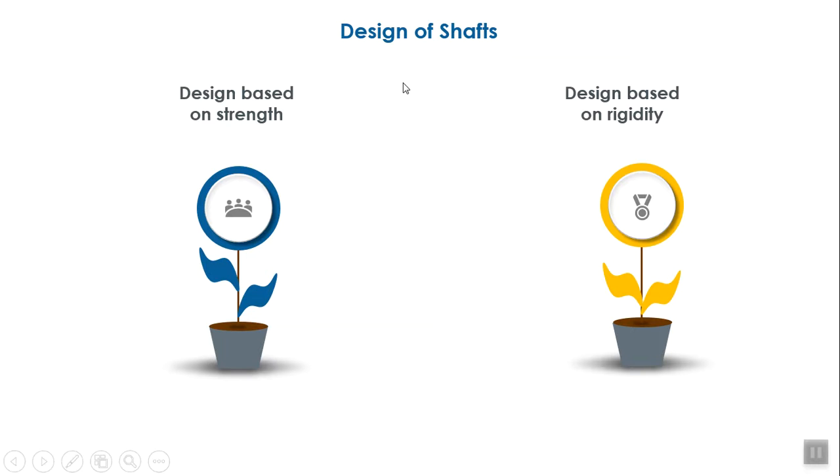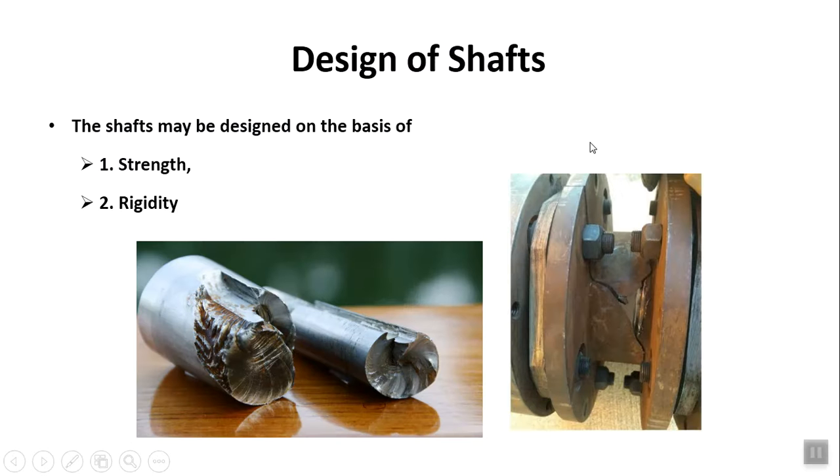Now, basically design of shaft is divided into two forms. One is design based on strength, another is design based on rigidity. Design based on strength means the stress value sigma will play a role, and design based on rigidity means the theta value will play a role. Let us try to discuss more.